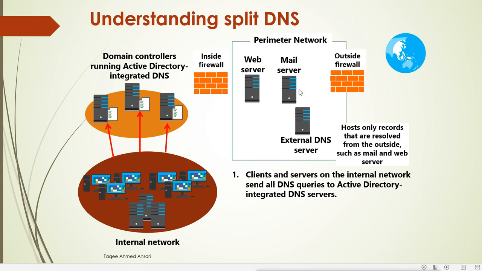Now in this DMZ zone or perimeter network, we put all those servers which can be accessed from online, from the internet. That means if we want to have a website for our organization, and we want to have access to this website from the internet, we should create it under the perimeter network. So the web server, mail server, database server, whatever server we want to access from the internet, or we want to give internet access to, we will put it into the perimeter zone, in the perimeter network.